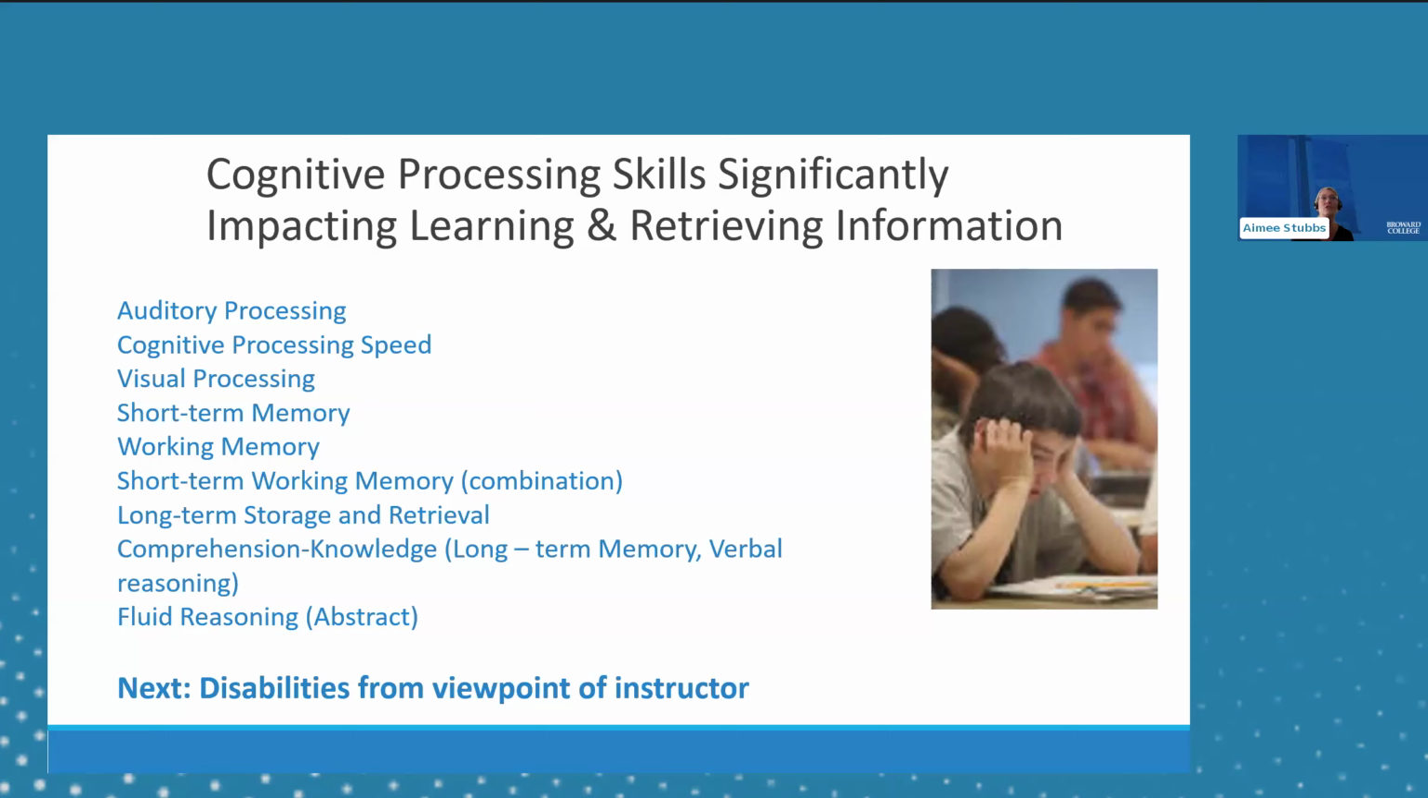Okay, perfect. So visual processing and short-term memory, working memory, we're going to break these down into pieces. Along with the short-term working memory, the combination and the short-term storage and retrieval. If you think of it as almost like a file box, and how students will go in, retrieve that information, and then demonstrate what they know. And then the comprehension knowledge, which is the long-term memory, verbal reasoning, fluid reasoning, and abstract reasoning. And then next, we're going to look at the disabilities from the viewpoint of the instructor. Next slide.